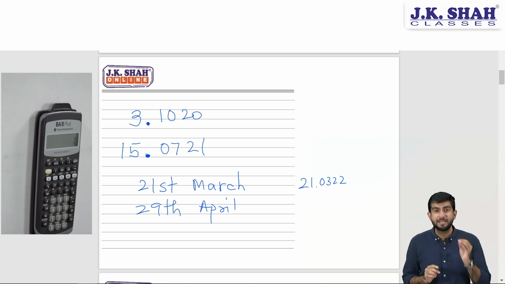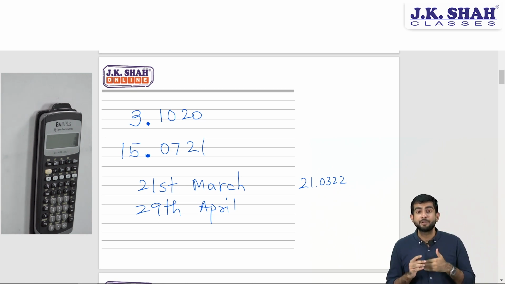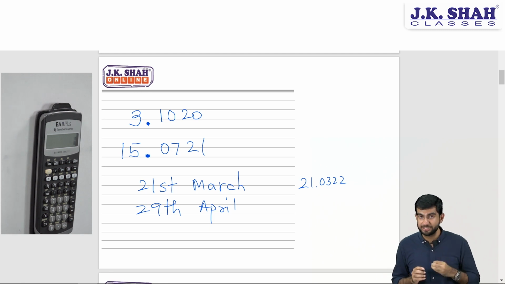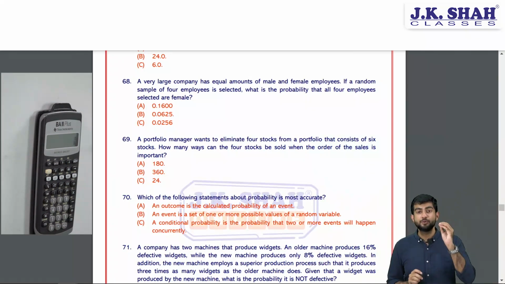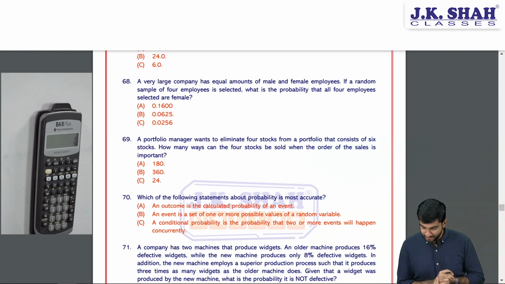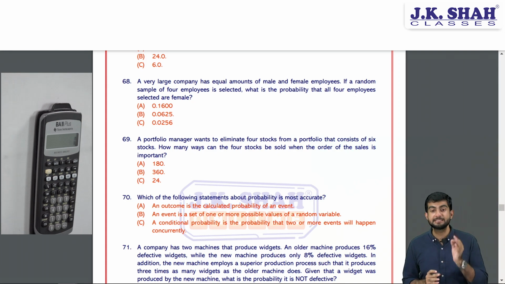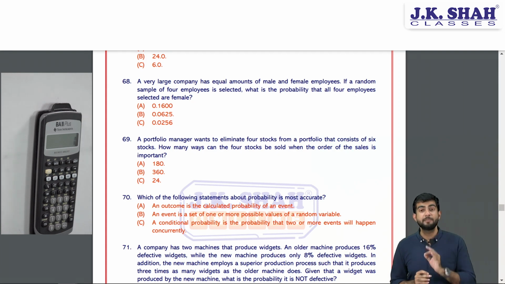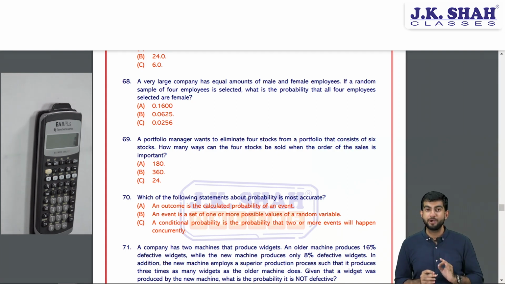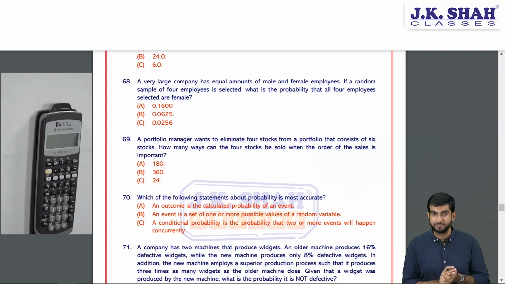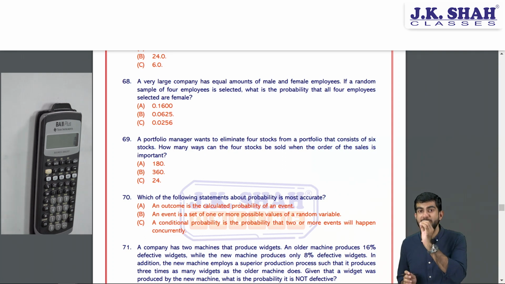Okay. Now let us learn how to calculate permutations and combinations on your calculator. We do the 69th question. A portfolio manager wants to eliminate 4 stocks from a portfolio that consists of 6 stocks. How many ways can the 4 stocks be sold when the order of the sales is important? Now remember, whenever the order is important, we use the permutation function. So essentially in this question, it would be 6P4.